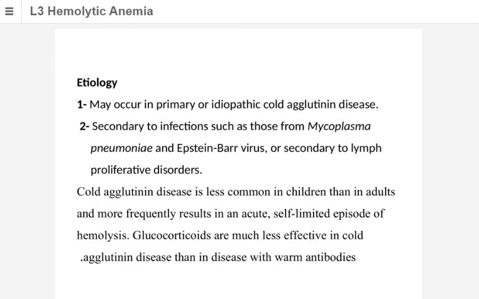Etiology. It may occur in primary or idiopathic cold agglutinin disease, or secondary to infections such as those from Mycoplasma pneumoniae and Epstein-Barr virus, or secondary to lymphoproliferative disorder. Cold agglutinin disease is less common in children than in adults and more frequently results in an acute, self-limited episode of hemolysis. Glucocorticosteroids are much less effective in cold agglutinin disease than in disease with warm antibody.